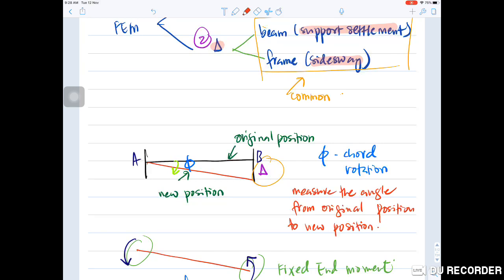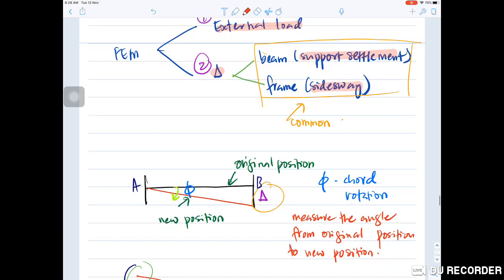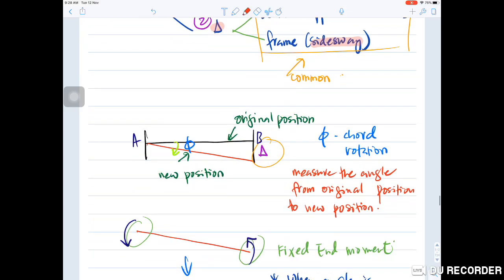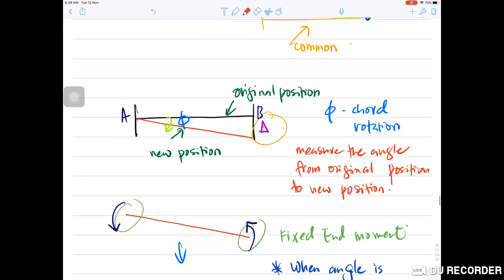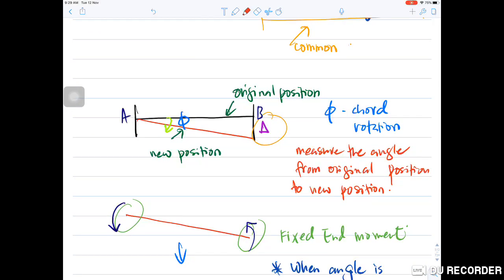Alright, I want to explain further on FEM with delta. Okay, let's look at this diagram. Okay, here is the delta. The delta is vertical. The member is horizontal. Between delta and length of the member, it must be perpendicular. Okay, the original position of the beam is horizontal. The new position is this inclined member.